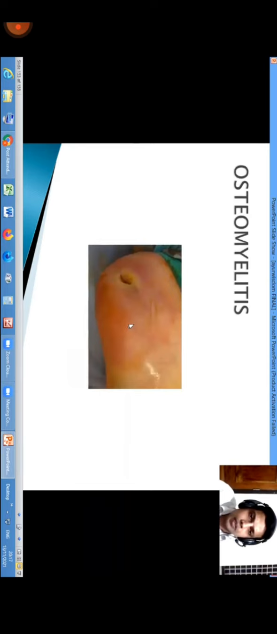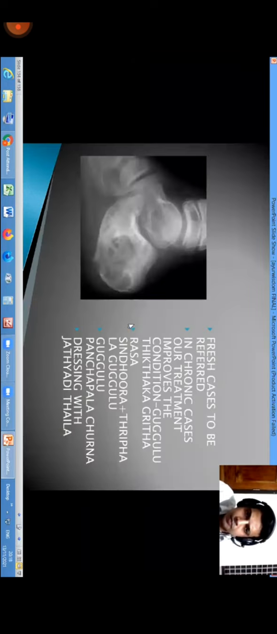And coming to osteomyelitis of the calcaneum, this is a case. In this X-ray, you can see the disruption of the periosteum and infection in the calcaneal bone. Fresh cases of osteomyelitis should be referred for antibiotic treatment. In chronic cases, our treatment is improving the condition. Guggulutiktaka Kashaya and Guggulutiktaka Ghrita are found useful.